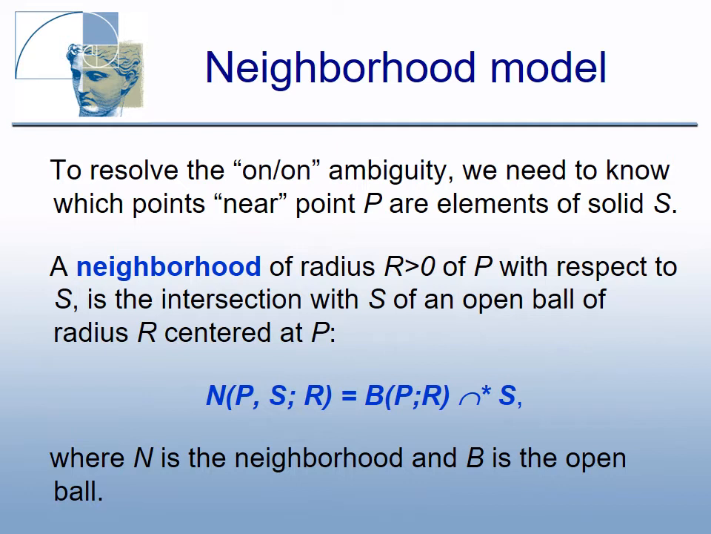There is a formal definition of a neighborhood. A neighborhood of radius r greater than 0 of a point P with respect to S is the intersection with S of an open ball with radius r centered at P.